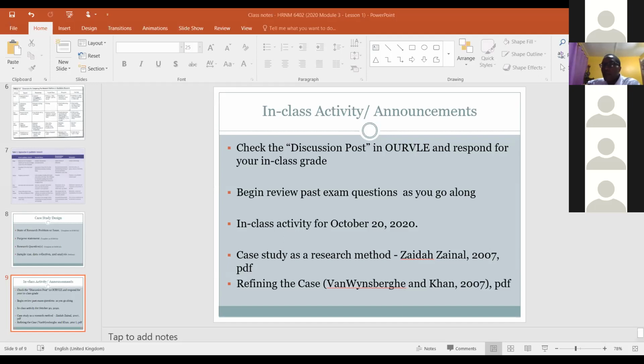What the article was proposing is that unlike other writers who would probably put case study in a fixed definition, they're proposing that it fits no one definition. So it's not a method, it's not a methodology, it's not a research design.